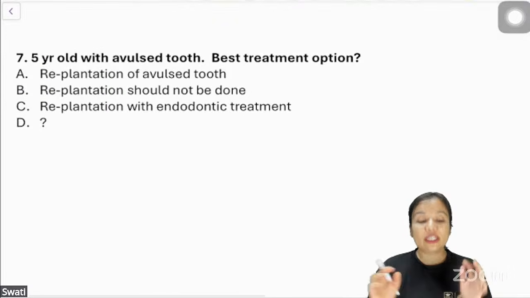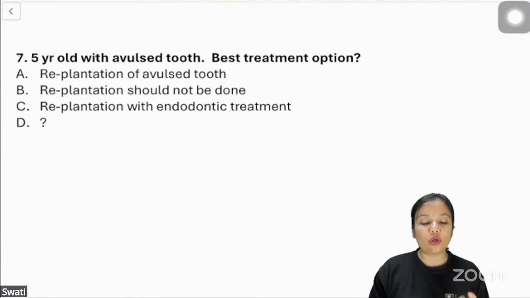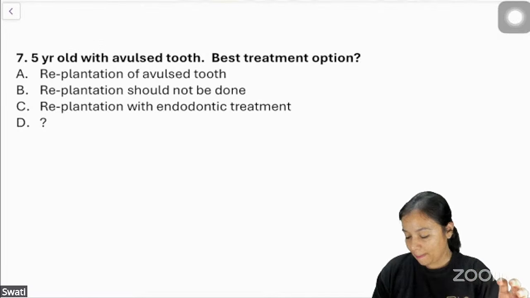The next question was, a 5-year-old child has an avulsed tooth. What is the best treatment option?